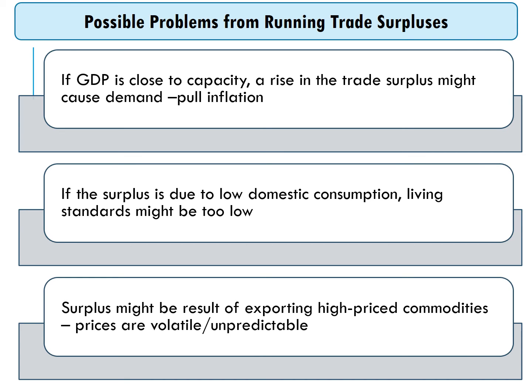And again, high price commodities might be a reason why you have a trade surplus, but if these high prices don't last for long, there could be a problem in that the surplus may disappear.